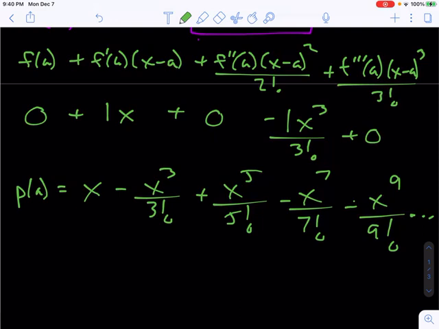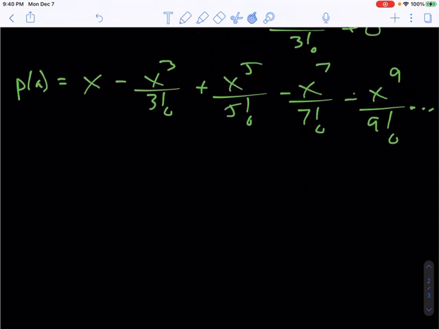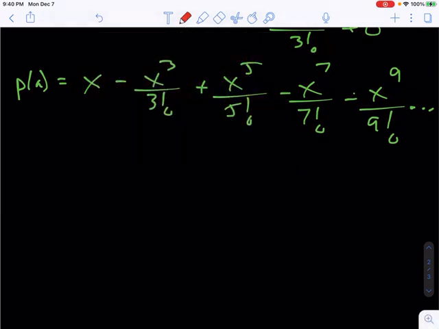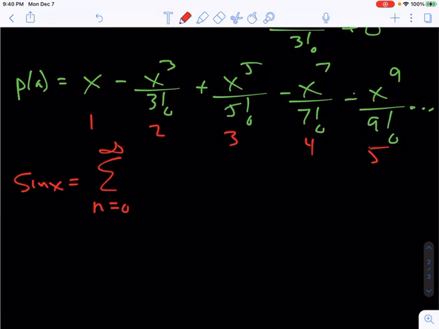But this polynomial is an approximation of the sine function. What we want to do now is create an actual series representation for this polynomial. So the sine of x is going to be equal to the sum from n equals 0 to infinity. And so this is the first term, second term, third term, fourth term, fifth term. And so we can see that there is kind of a pattern here.